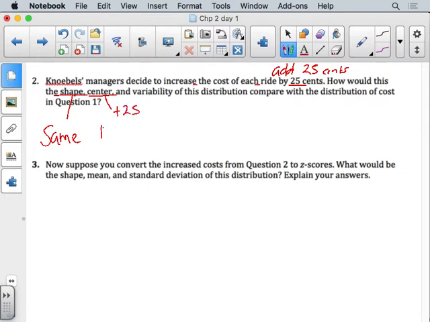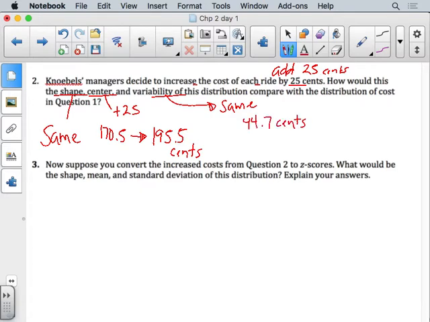So it goes from 170.5 to 195.5. I'm just going to trust that that's right. And what happens to the variability? So when you add, it stays the same. So it stays at that 44.7 cents. So my average goes up, but the spread from biggest to smallest stays the same.